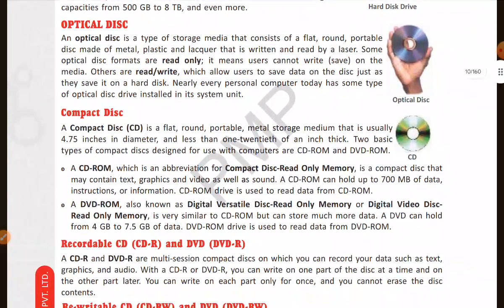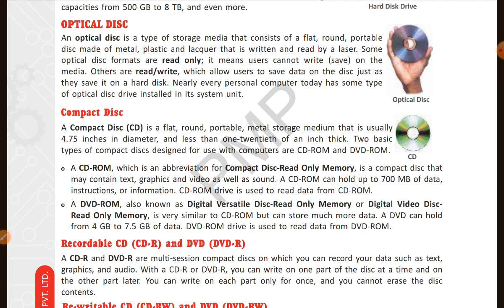Now the next one is the compact disc. A compact disc or CD is a flat, round, portable metal storage medium that is usually 4.75 inches in diameter. The surface of CDs is made of metal. Optical discs can also be plastic, but these are basically metal, with a diameter of 4.75 inches and less than 1/20th of an inch thickness.